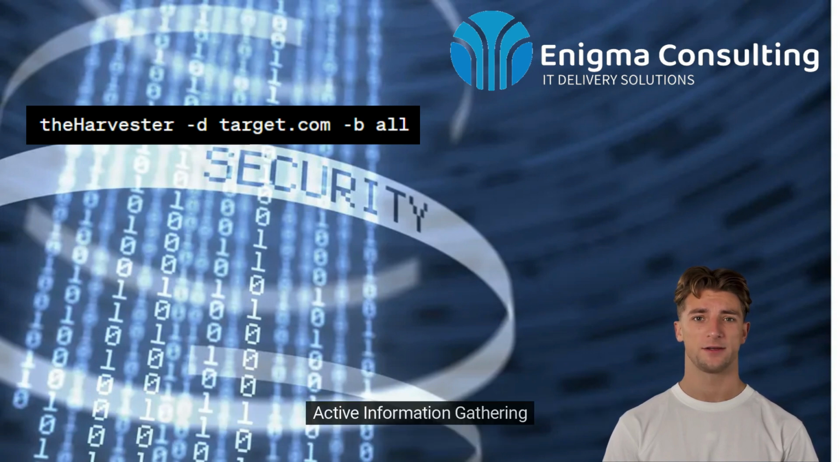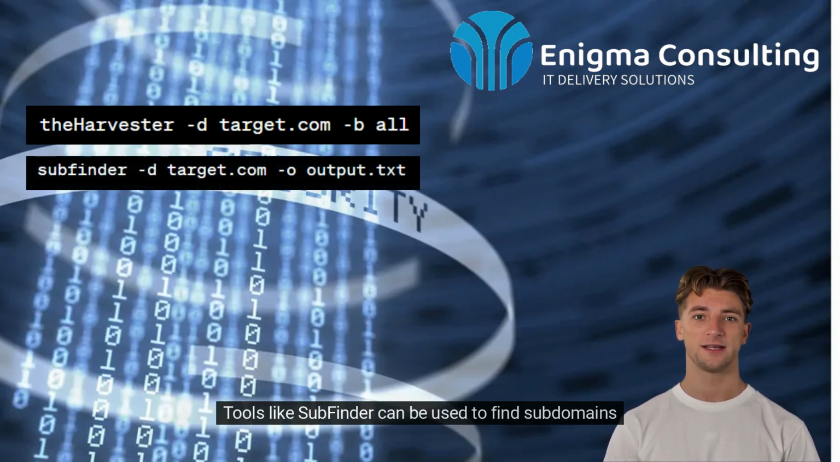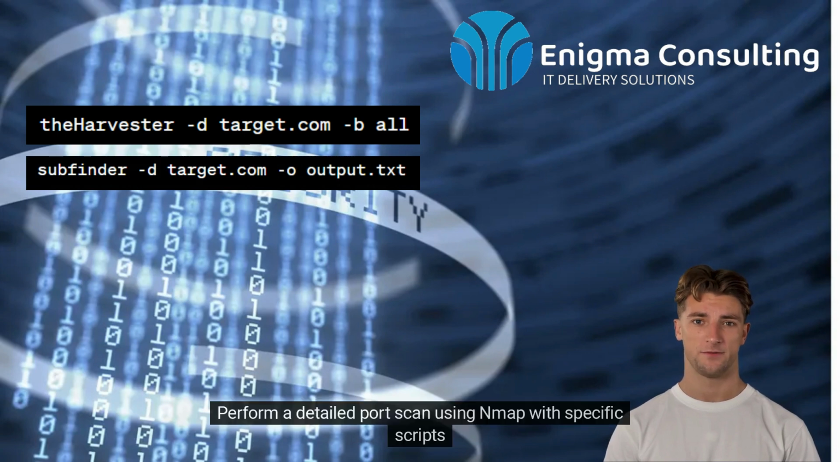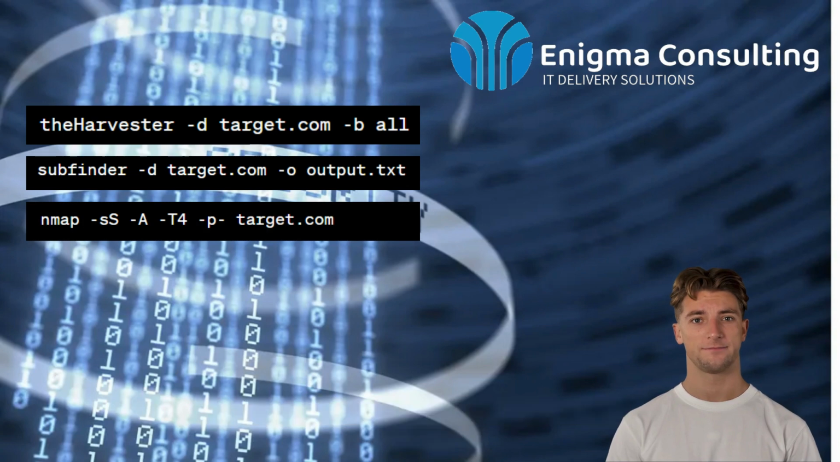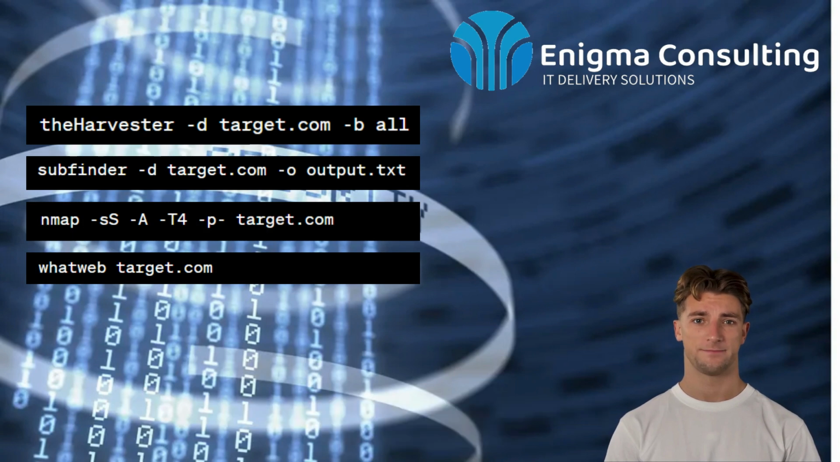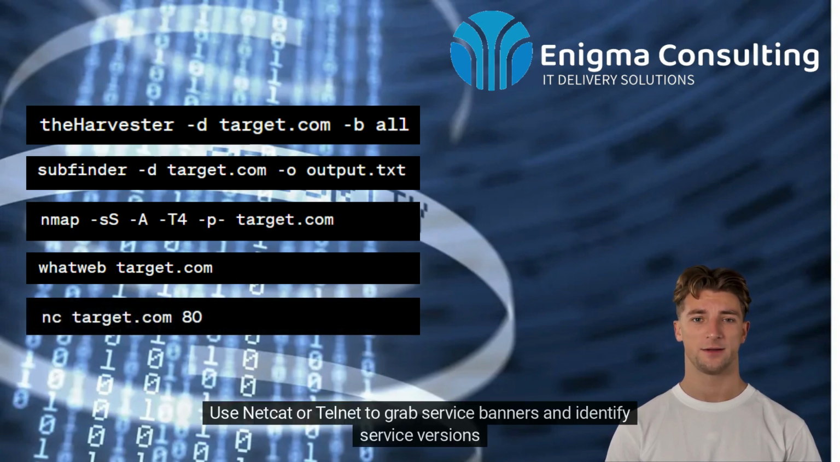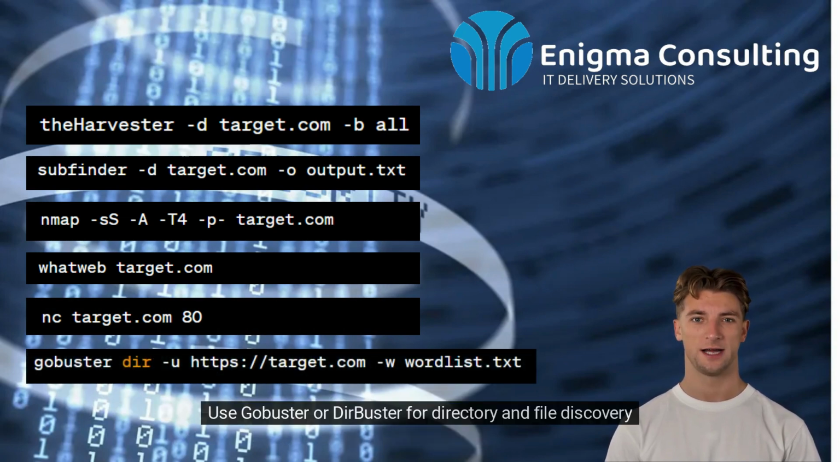Active information gathering. Subdomain enumeration. Tools like Subfinder can be used to find subdomains. Perform a detailed port scan using Nmap with specific scripts. Identify technologies, server types, and versions using tools like WhatWeb. Use Netcat or Telnet to grab service banners and identify service versions. Use GoBuster or DirBuster for directory and file discovery.